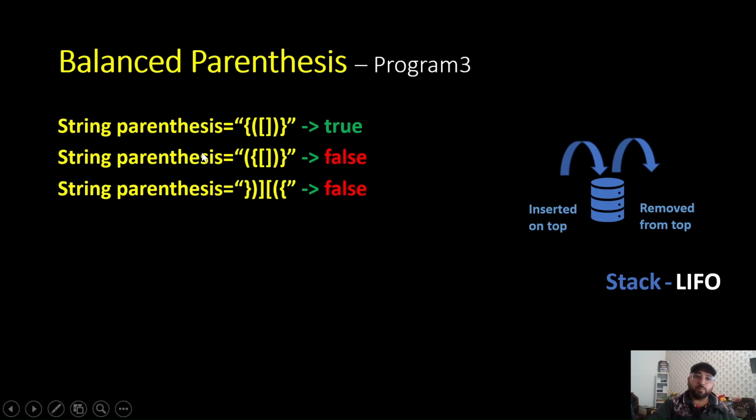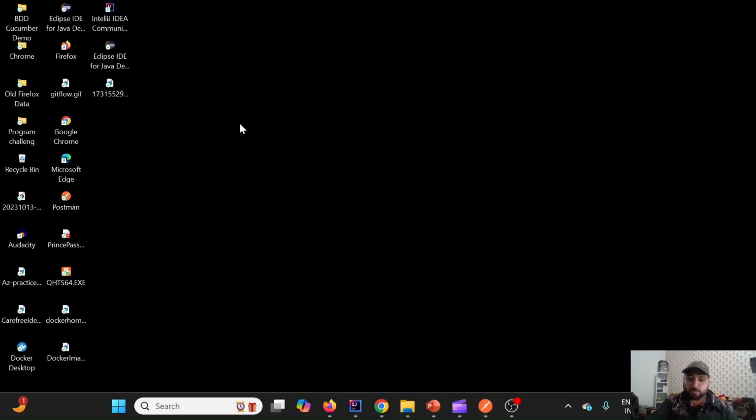If I take the second string, this particular string starts with an open brace, right? But it ends with a curly brace. That's why this is not a balanced parenthesis. And this other string starts with a square brace itself. That's why this is also not a balanced parenthesis. So the first requirement is that it should start with an open brace, right? Now let us try to solve this.